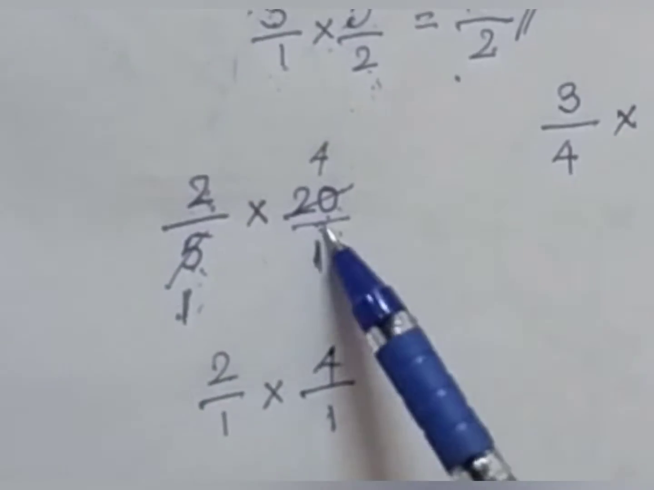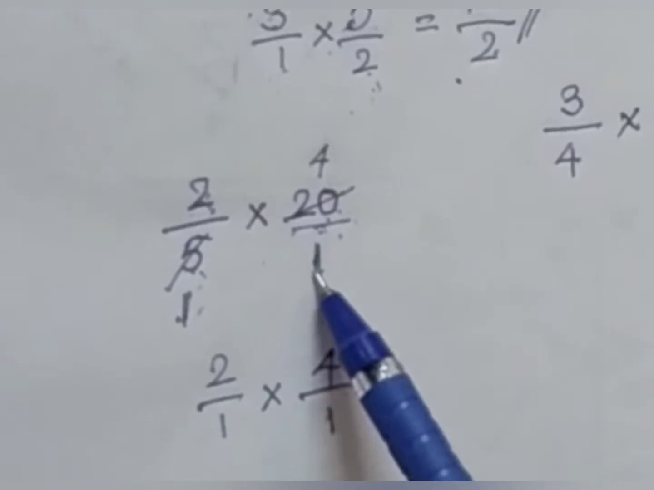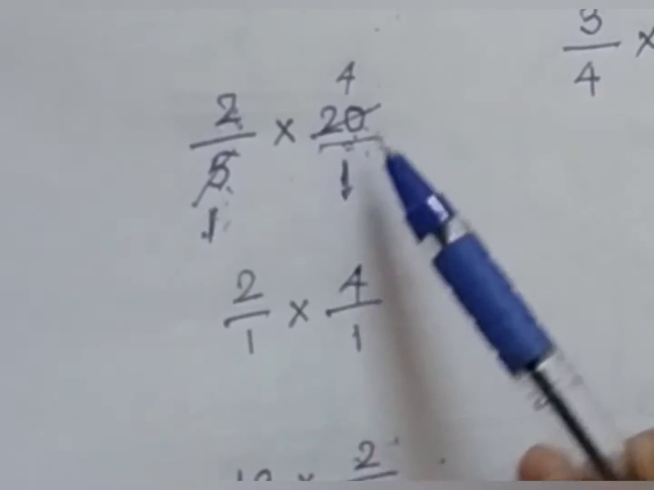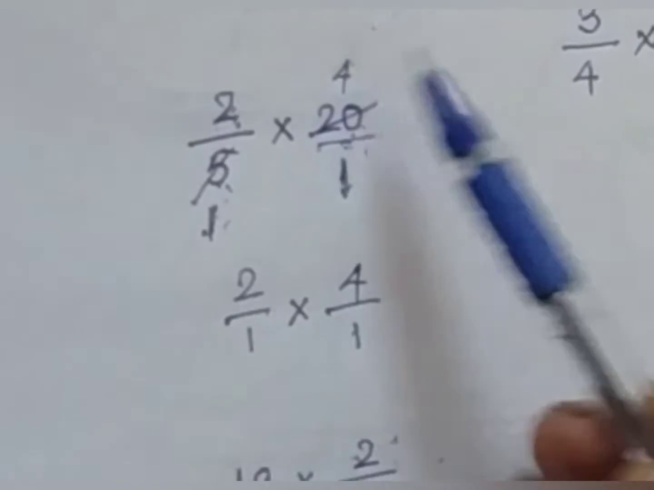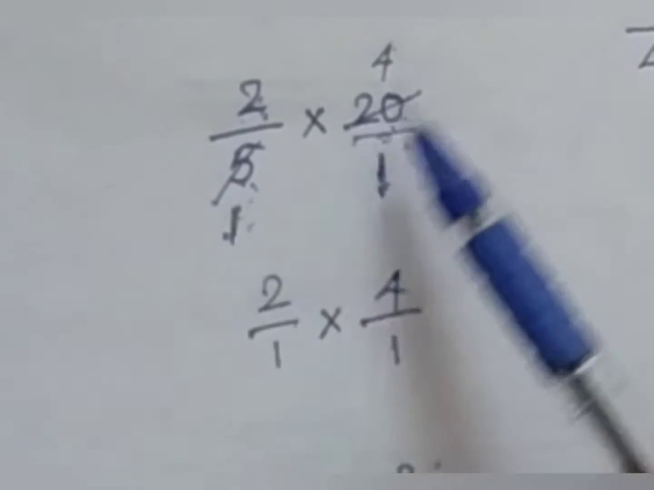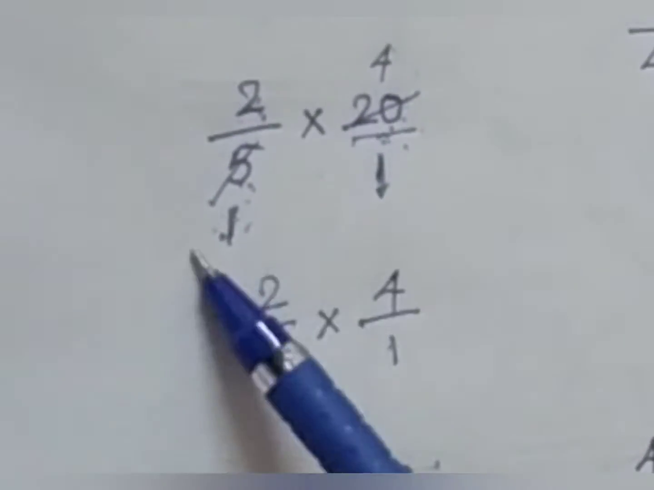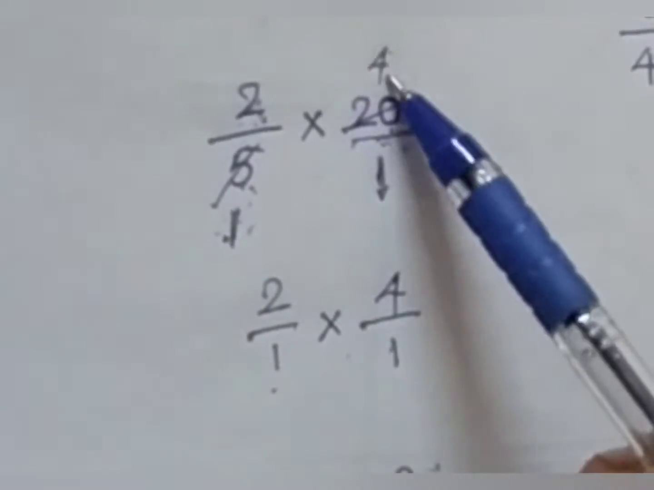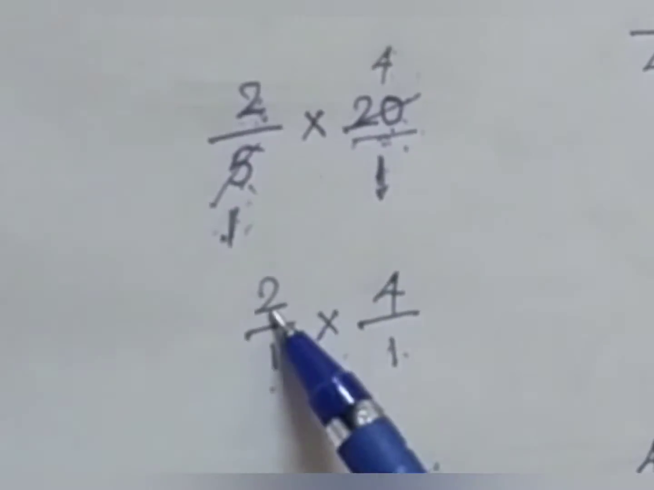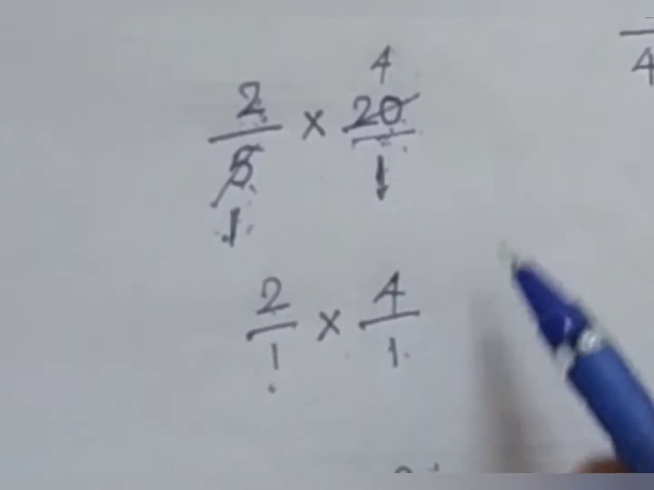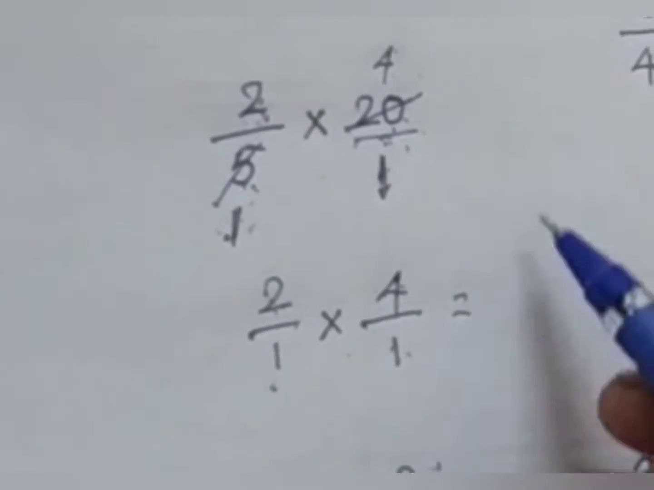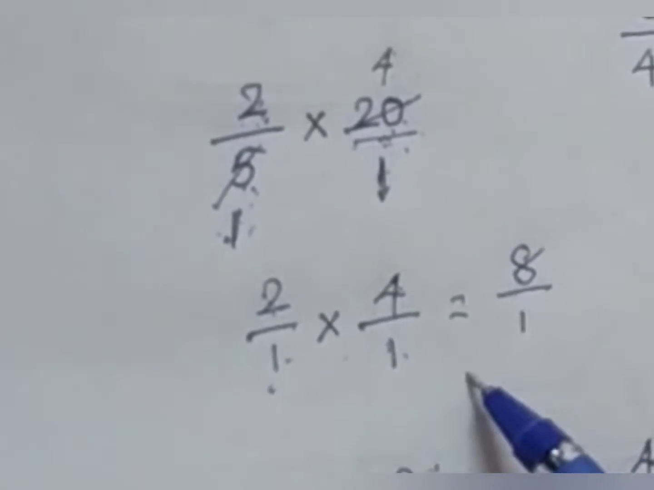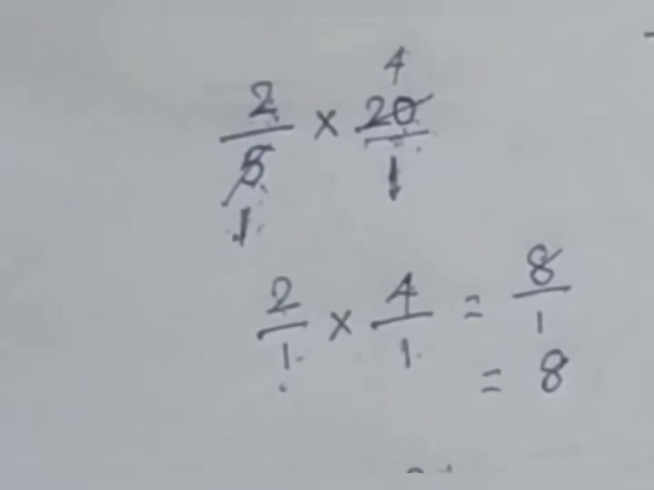Next question is 2 by 5 into 20. As you know, a whole number can be written with denominator 1. So it is 20 by 1 and we can cancel using 5's table. As 5 is there in the denominator, 5 ones are 5 and 5 4's are 20. The fraction became 2 by 1 into 4 by 1. On multiplying, 2 into 4 is 8. 8 by 1 is also equal to 8.